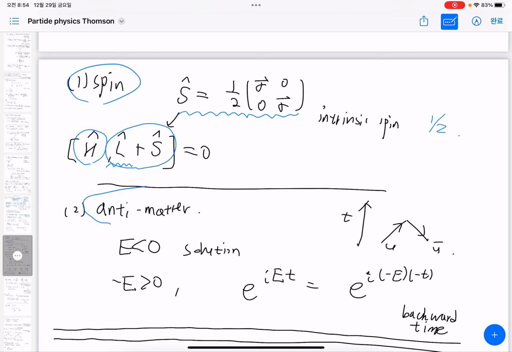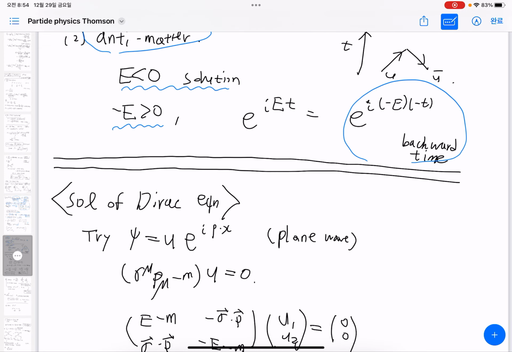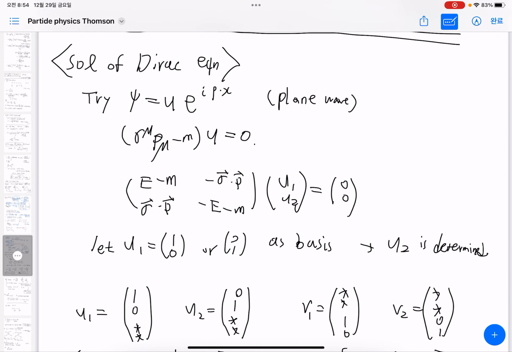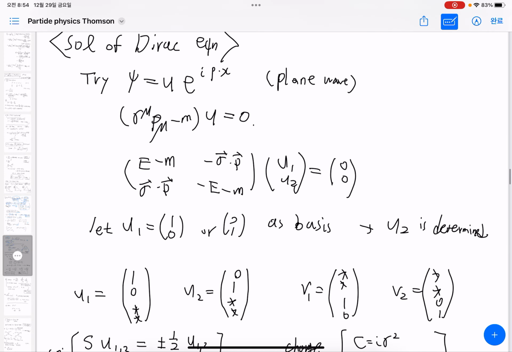And the second one is the antimatter. Negative energy solutions exist. So for the minus E, it has a positive energy. So such antimatter goes backwards in time and has opposite quantum numbers. The solution of the Dirac equation is also similar to plane waves.